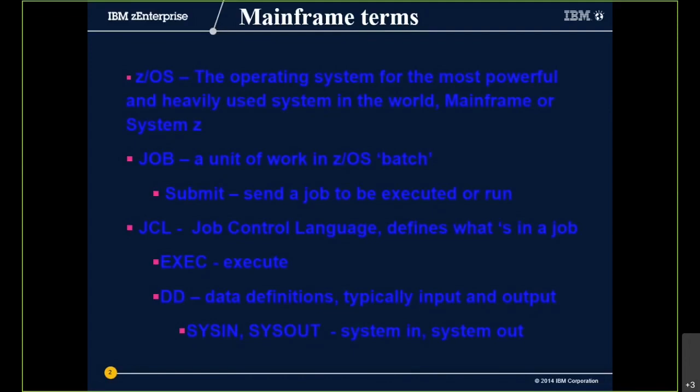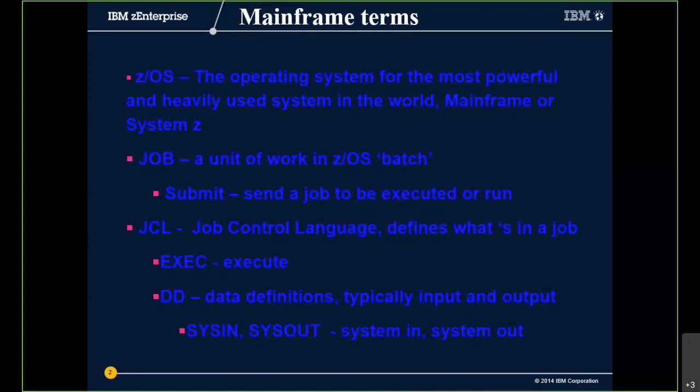JCL. JCL is how you write what controls what happens within a job. It stands for Job Control Language, so that's why we needed to know what a job was. And it defines what the job is doing. And some of the things in JCL that I'm going to show you are the EXEC statement, which is short for execute. That's like run a program, and the EXEC statement will point to something that you want to run.